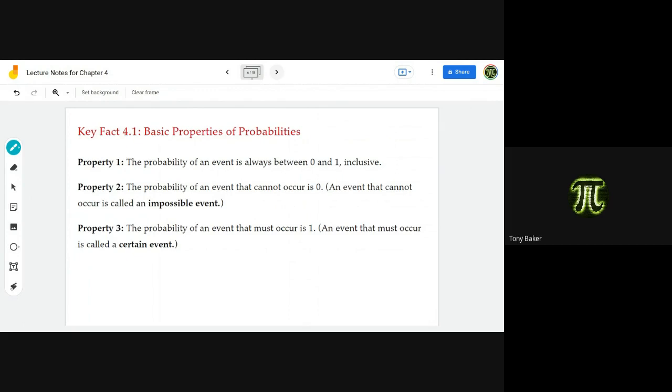So the first one is probability of an event is always between 0 and 1. If we're thinking about it in terms of percentage, so this is just as a decimal. When you divide it, you get a decimal. If you think about it in terms of percent, it'd be from 0 to 100%. Same thing as saying 0 to 1.